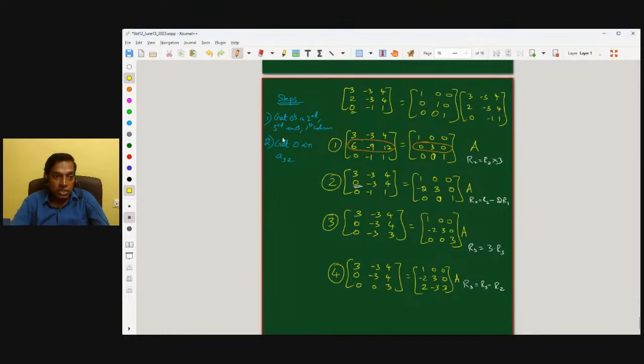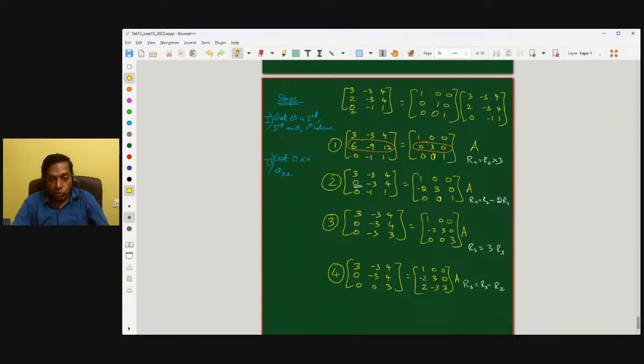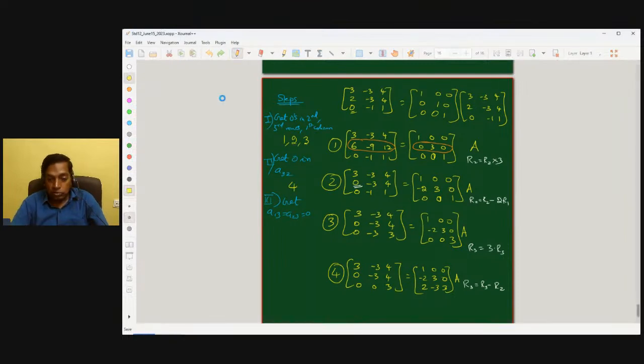Okay, so this, okay, let me just call this with some capital Roman letter, 1 2. Okay, so this has happened in steps 1, 2 and 3, and 0 in A32 has happened in step 4. Correct. Next, we need to get A13 and A23 as 0. Okay, that means in the third column, first row and second row, we have to get a 0. Okay, so how do we get it?